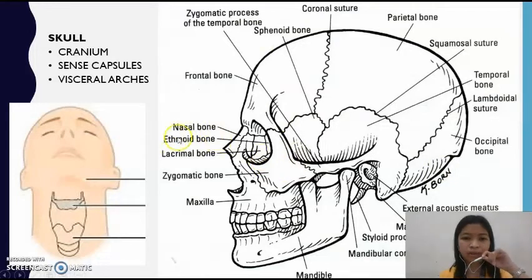Okay, so yung iba naman dyan, hindi na masyado very detailed na yung names ng bones. So, ang kailangan nyo lang tandaan, yung maxilla, mandible, the different bones, cranial bones, frontal bone, parietal bone, temporal bone, and occipital bone. Of course, the cranium, the skull, the sense capsules, and the visceral arches. Okay.